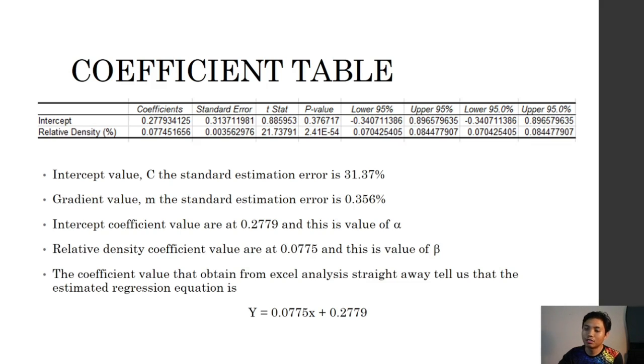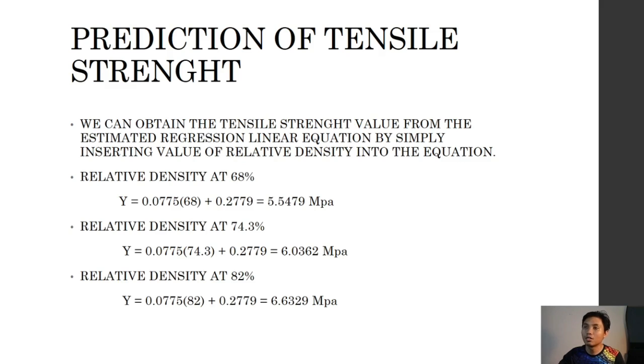Moving to the coefficient table, for the intercept, the standard error of estimation is 31.37%. Also, for the gradient, the standard error of estimation is 0.356%. The intercept coefficient value is 0.2779, and this is the value of alpha. The relative density coefficient value is 0.0775, and this is the value of beta. The coefficient values obtained from Excel analysis tell us that the estimated regression equation is y equals 0.0775x plus 0.2779.